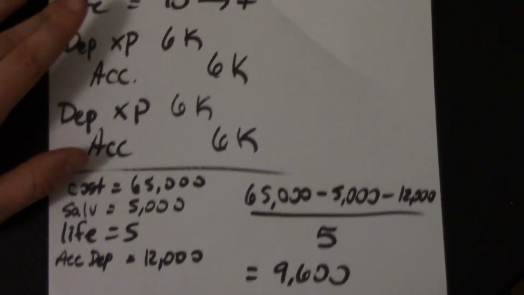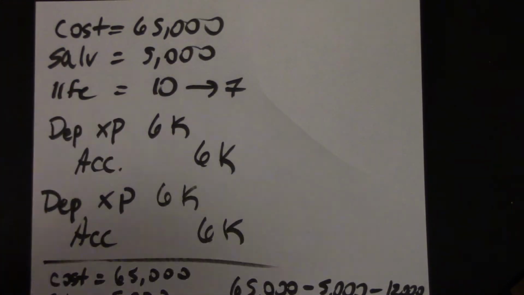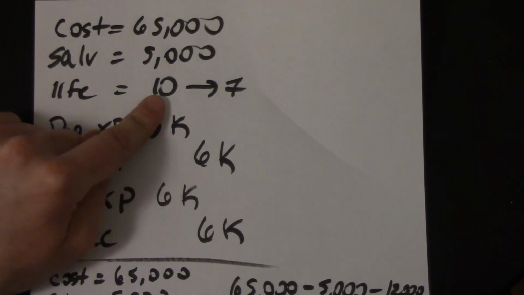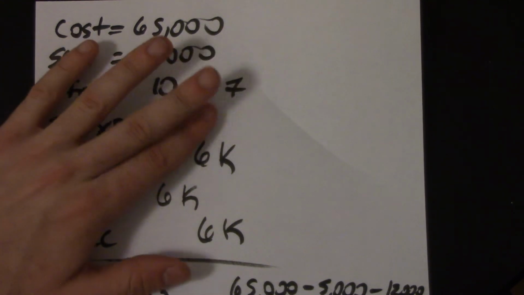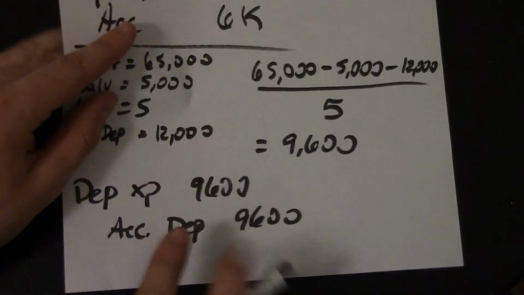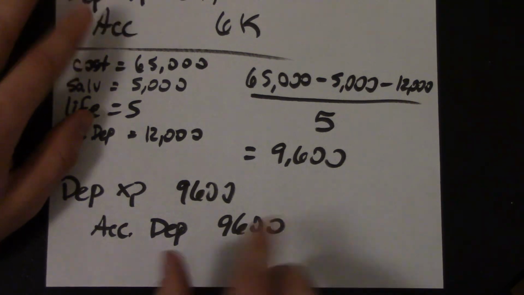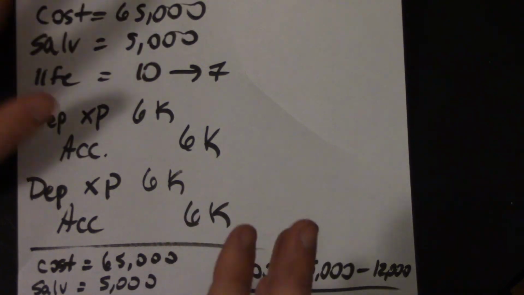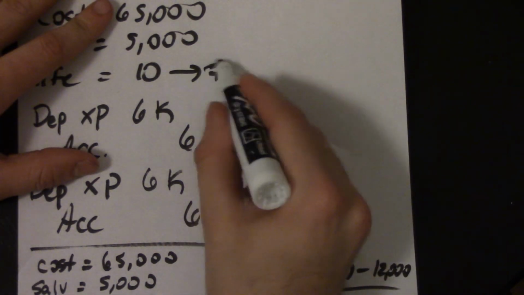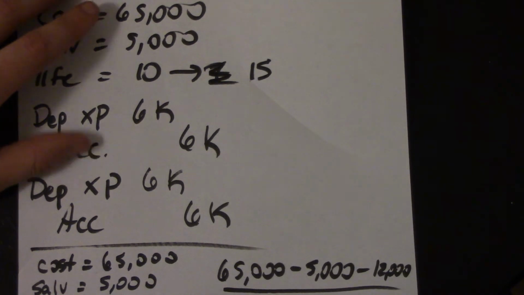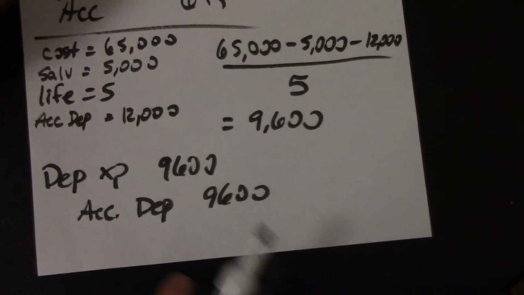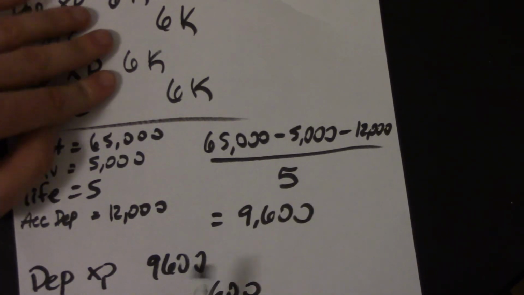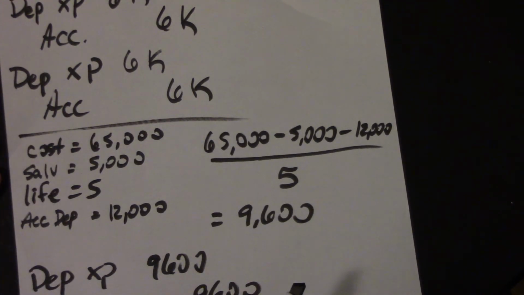So originally, we depreciated our equipment at a low amount because we thought it was going to last a long time. Now we're saying, oh, it's not going to last a long time. So now we're going to depreciate it even more. Now it'd work vice versa. If we said, okay, this piece of equipment is great, maybe it's going to last 15 years, then this depreciation expense is going to be lower than 6,000 because we're going to stretch it over a longer period of time.